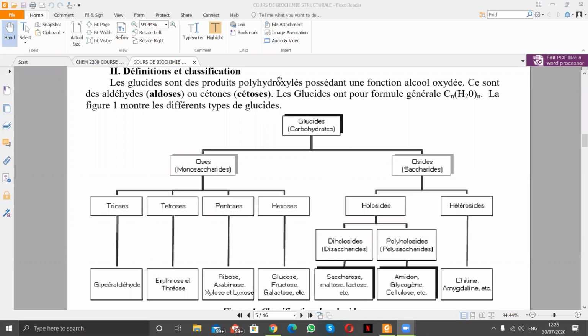Are we together? No, repeat. And most of the monosaccharides have the empirical formula, which is this one, CnH2nOn. Don't get confused by this n. It just depends on the number of carbon atoms. Most monosaccharides have the empirical formula CH2O.